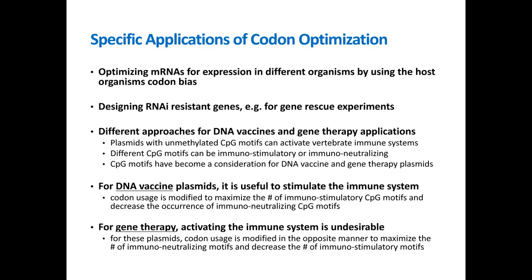It's interesting because plasmids with unmethylated CpG motifs can activate vertebrate immune systems. And so the plasmids that are made for these applications are unmethylated, but different CpG motifs can either stimulate or neutralize the immune response. And so they've become an important consideration for DNA vaccine and gene therapy plasmids. For example, for DNA vaccines, it is useful to stimulate the immune system. And so codon optimization programs designed for that application will maximize the number of immunostimulatory motifs and decrease the immunoneutralizing motifs. And for gene therapy, you don't want to activate the immune system, and so you do it the other way around.